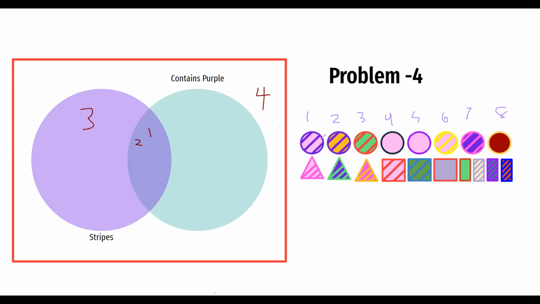Number 5 has purple, but it does not have stripes. So it's going to be going in this green circle. Number 6 does not contain purple, but it does have stripes. So it goes right here. Number 7 has purple. I'm just going to assume that's purple, and it has stripes, so it goes right here. Number 8 does not have stripes, does not have purple, so it's going to be going next to its friend, number 4.